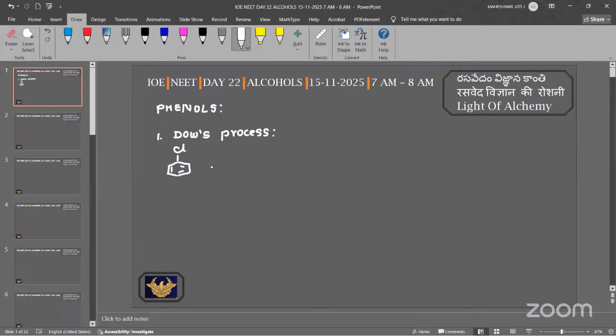Chlorobenzene on treating with fused sodium hydroxide at 300 atmosphere pressure and 625 Kelvin temperature: the Cl minus nucleophile will be substituted with OH minus present in the base, and phenol is acidic in nature, so that acidic proton will be replaced by Na plus, so it gives sodium phenoxide.